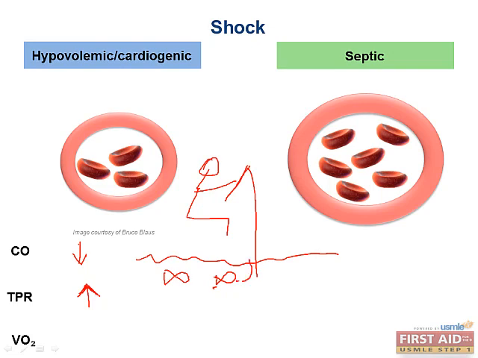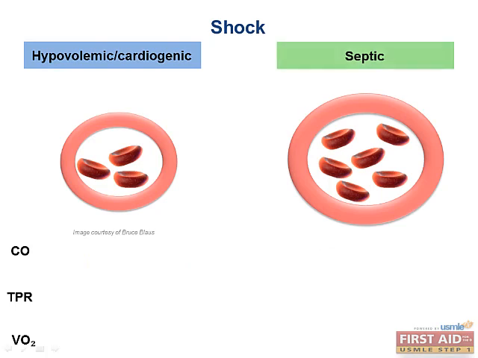So you'll try to extract and catch as many fish as you can, and that's what your tissue does. It catches as much oxygen as it can possibly catch before it returns to the heart. So the amount of oxygen returning to the heart should be decreased. So that's what we have there. Very good. So let's now talk about septic shock.